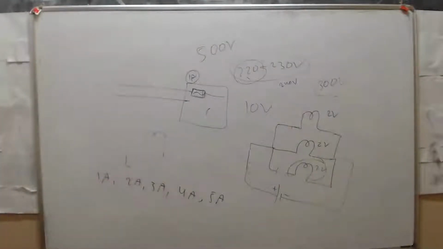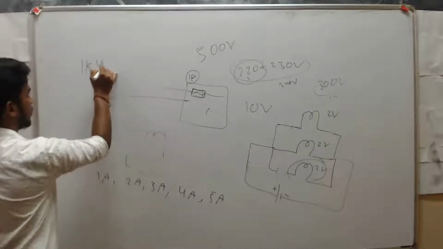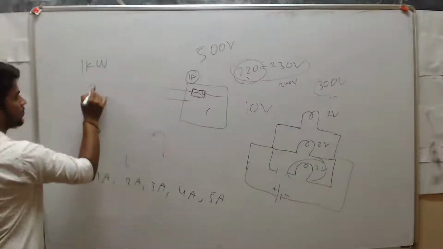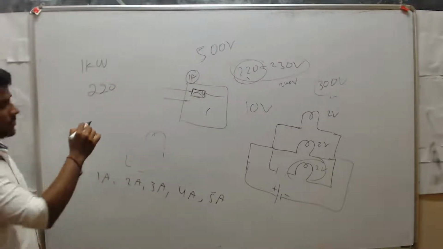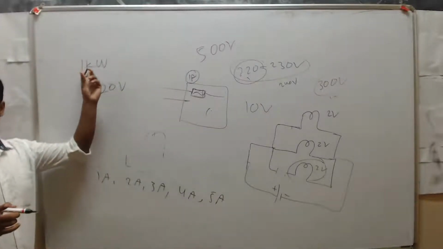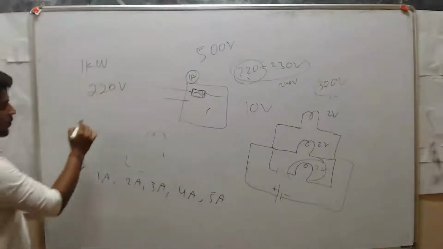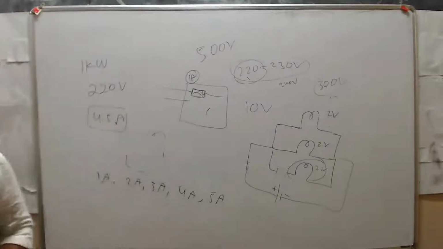For example, say take an iron, which consumes 1 kilowatt hour. The power of that iron is 1 kilowatt hour. We'll discuss what is 1 kilowatt hour. So 1 kilowatt hour, operated at 220 voltage. Here you are passing 220 voltage to one iron and it will consume energy of 1 kilowatt hour. For this one we need a 4.5 ampere fuse. Now how to calculate that one?